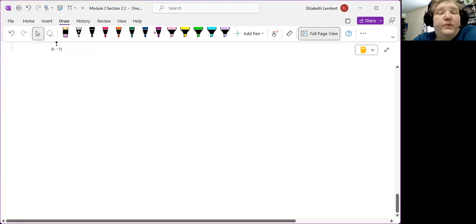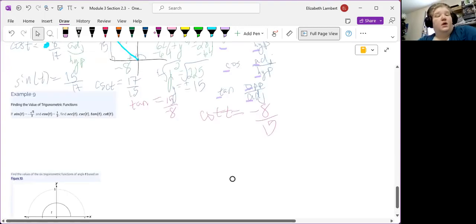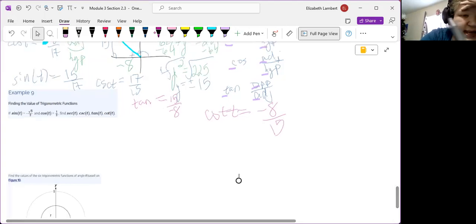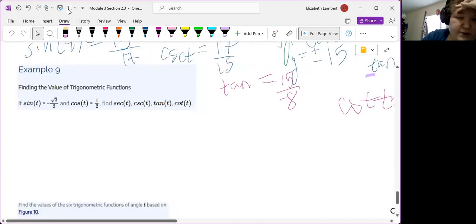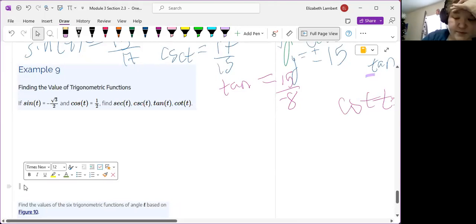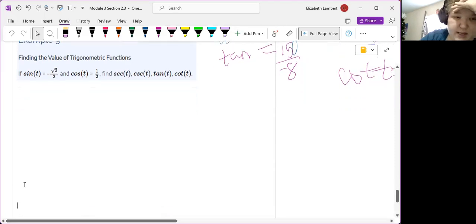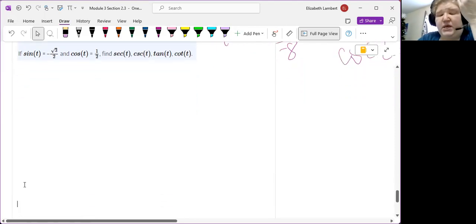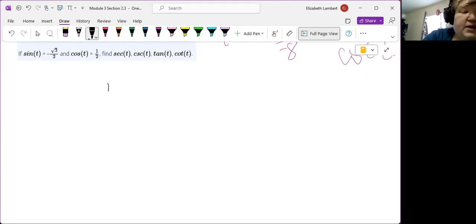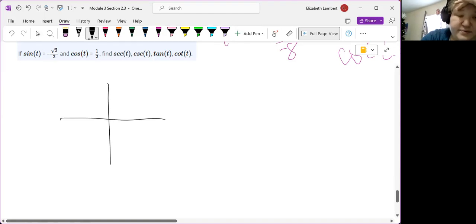All right, we don't have that much left here. We'll finish it out. Okay, so the sine of t is a negative square root of 3 over 2, and the cosine is positive 1/2. So that is actually enough to place our angle. The sine is negative, that's a negative y. Cosine is positive, so positive x, negative y, way over here.